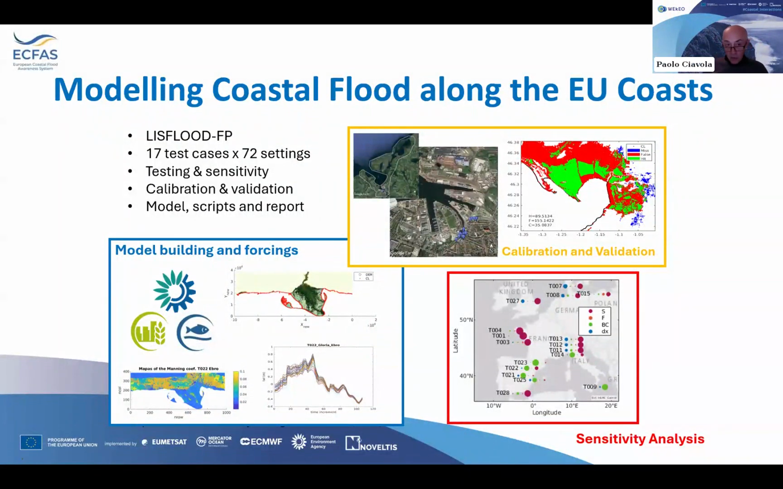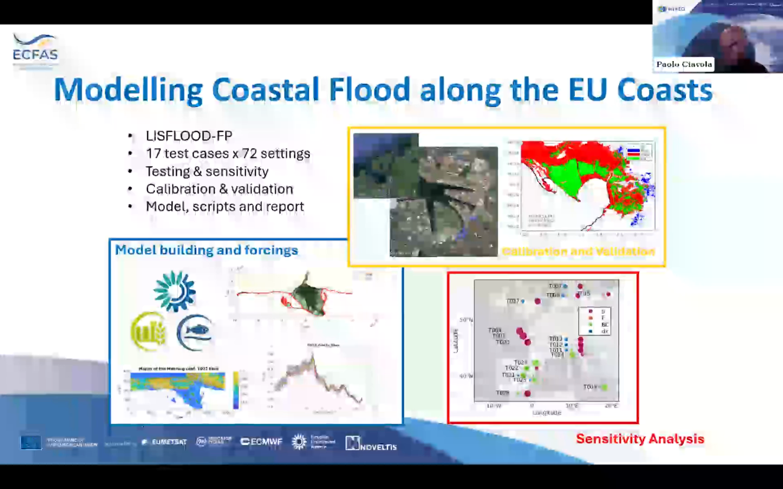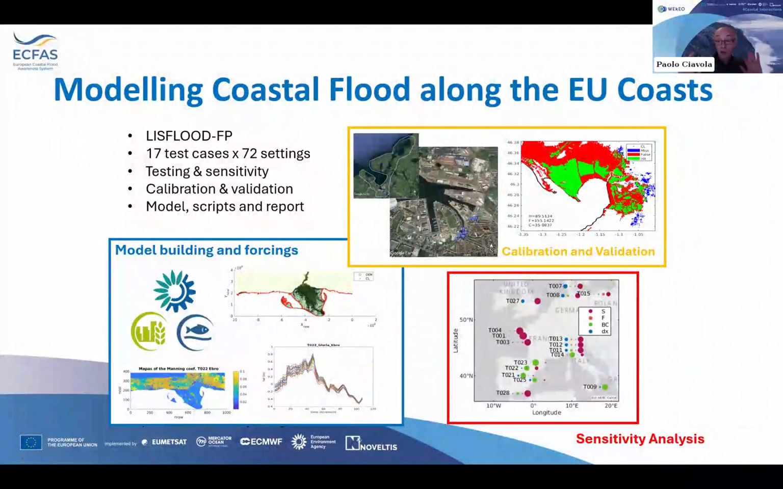We use this code, LISFLOOD-FP, an open access code very much used for river flooding and coastal flooding these days. So what we did, first of all, we chose 17 test cases and tested 72 settings of the model. I will try not to go too technical, but you can find in the links I give you all the information if you want to go deep into it.